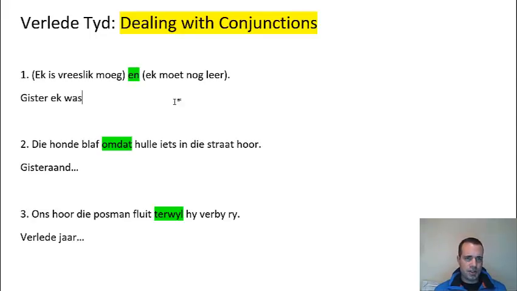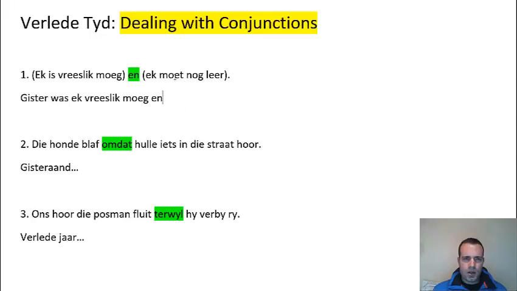It's a common mistake for English second language speakers, because in English we say yesterday I was tired, and that's correct sentence order. In Afrikaans it isn't. Whatever you start with, verb is next. Time, was. Gister was ek vreeslik moeg. Okay, put your en in there. Now let's look at the second part.